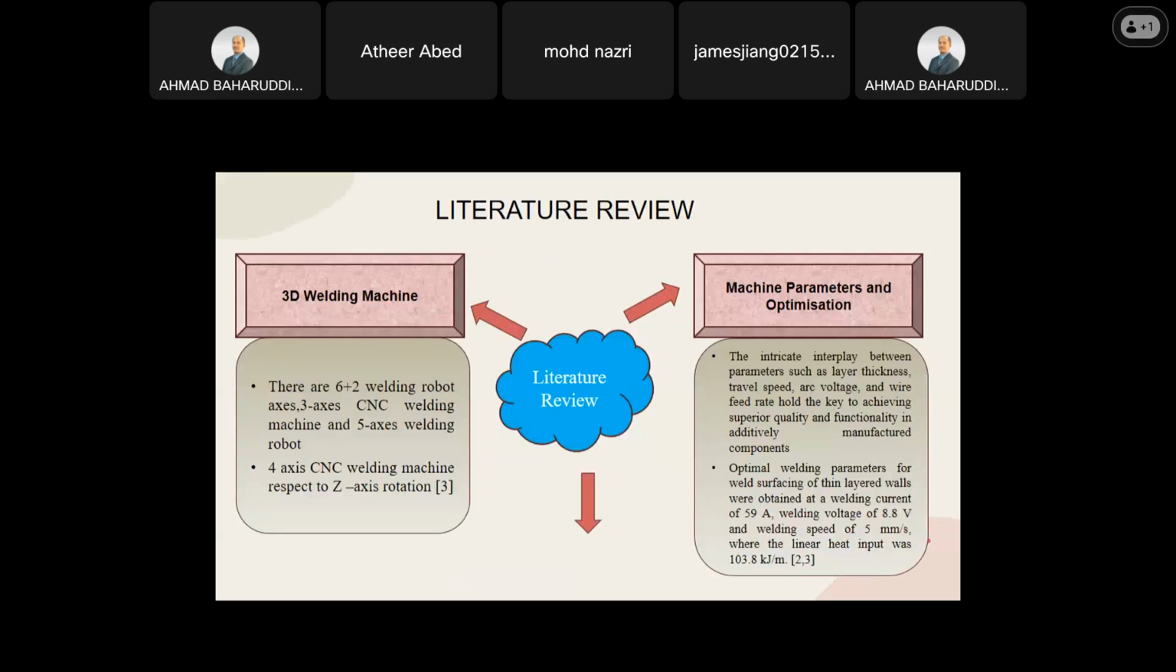And moving towards the machine parameters and optimizations, the intricate interplay between parameters such as layer thickness, travel speed, arc voltage, and wire feed rate holds the key to achieving superior quality of the additive manufactured components. So these are the parameters that we have to focus on to get a good additive manufactured part. And then the optimal welding parameters for weld surfacing of thin layered walls are obtained at a welding current of 59 ampere, welding voltage of 8.8, welding speed of 5 mm per second, where the linear heat input was 103.8 kilojoule per meter, and this is based on research papers.